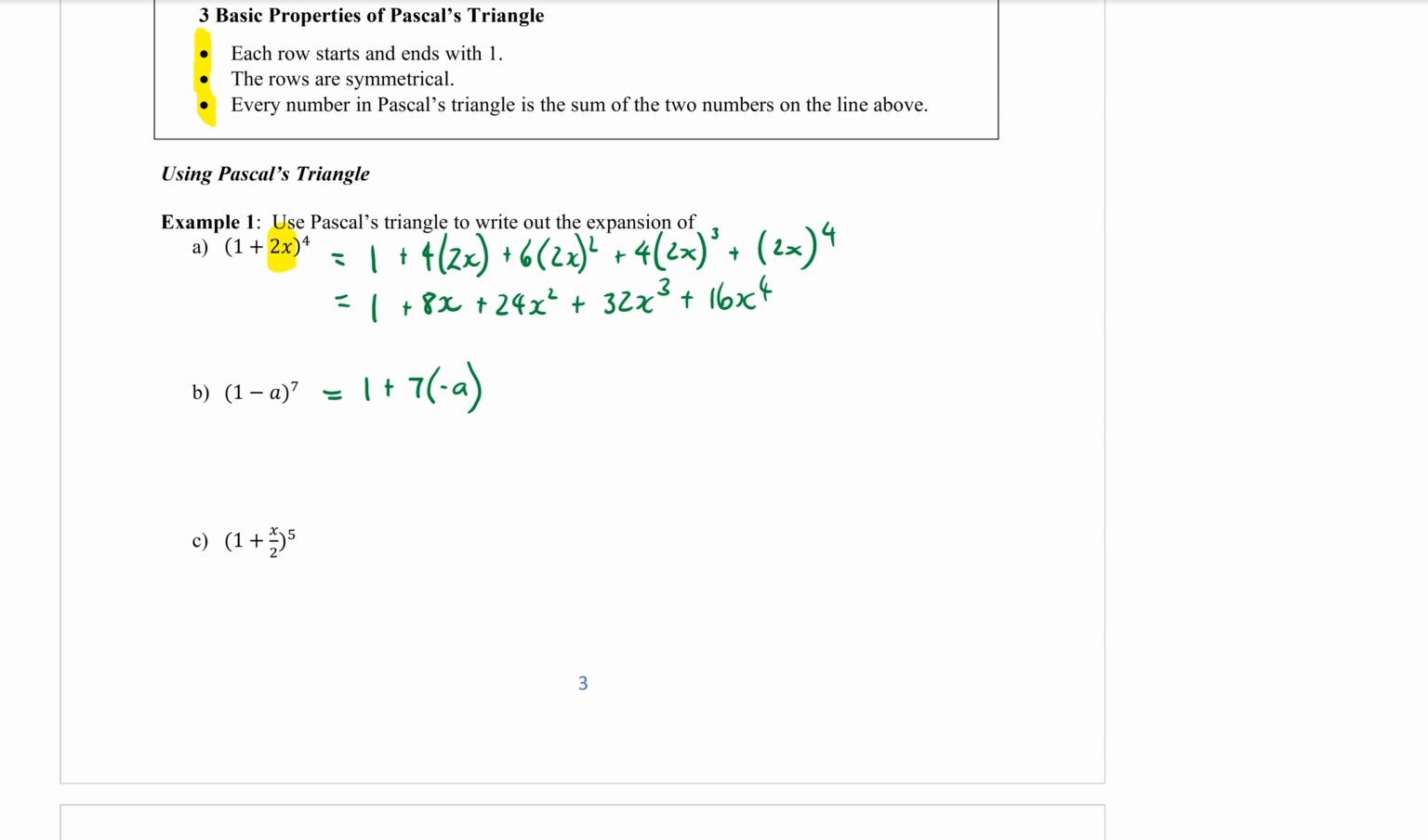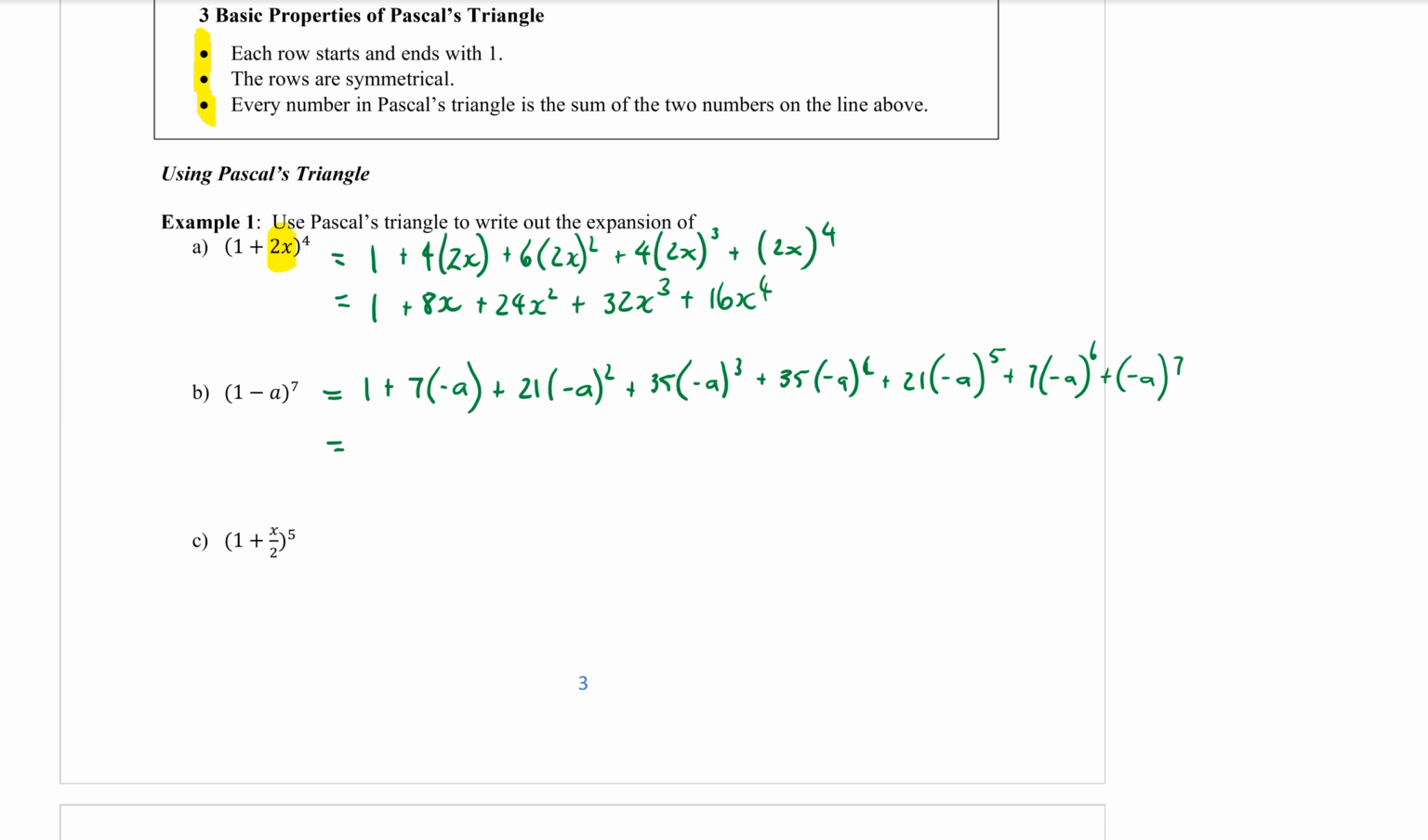My next coefficient was a 21, and that will be negative a squared. Next coefficient was 35, negative a cubed. Next coefficient was 35 again, negative a to the 4. Next coefficient was 21, negative a to the 5. Next coefficient was 7, negative a to the 6. And the last coefficient was a 1, negative a to the 7.